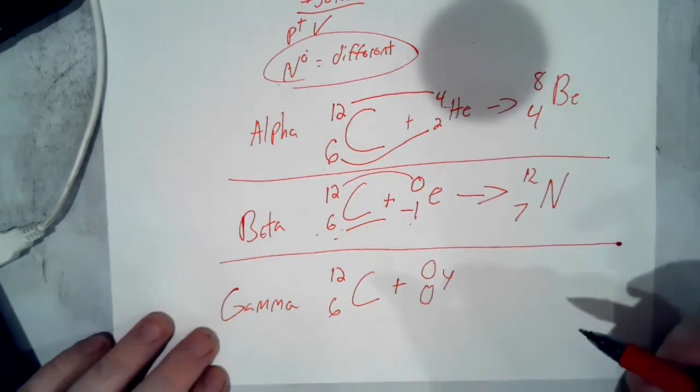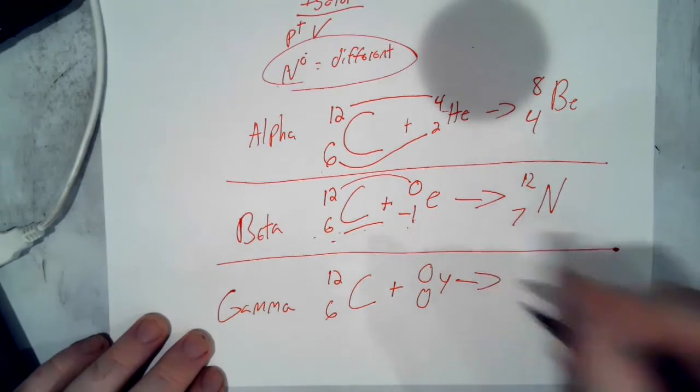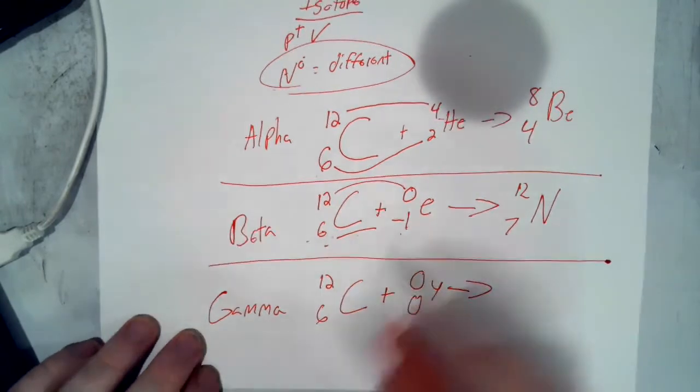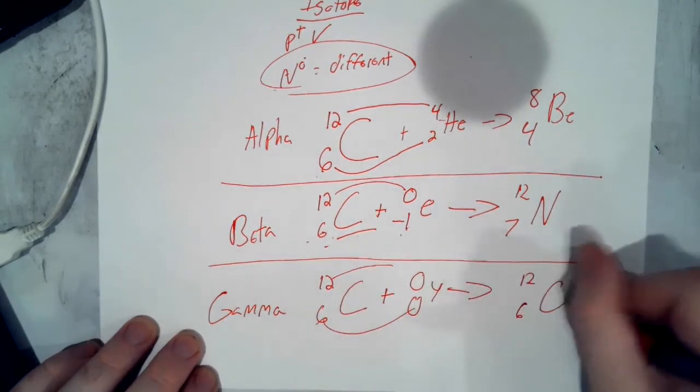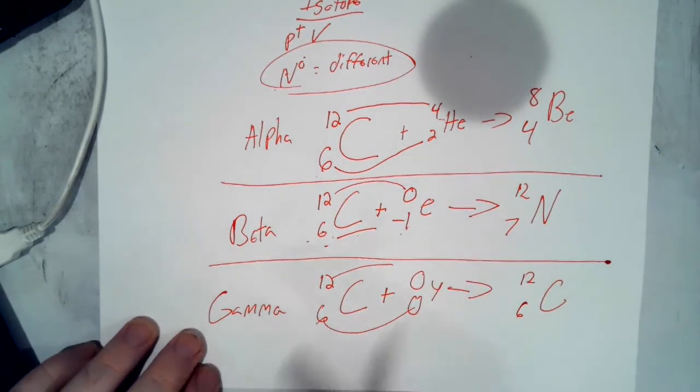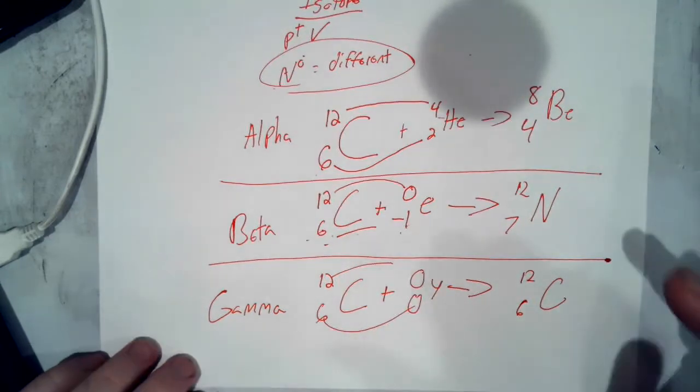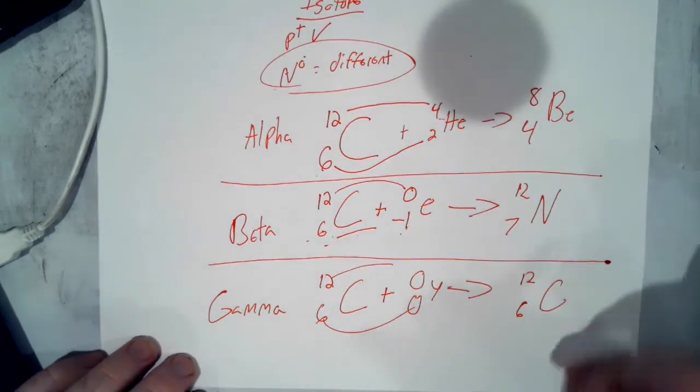This Y is supposed to be gamma, but you get what it is. So 12 minus 0 is 12, and 6 minus 0 is 6. So it doesn't change. But this is the most harmful out of all of them. This is the most harmful to humans, animals, plants, you name it.